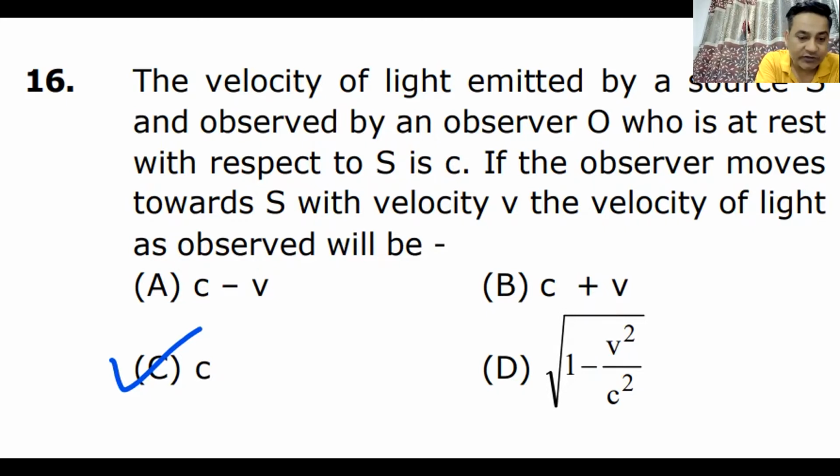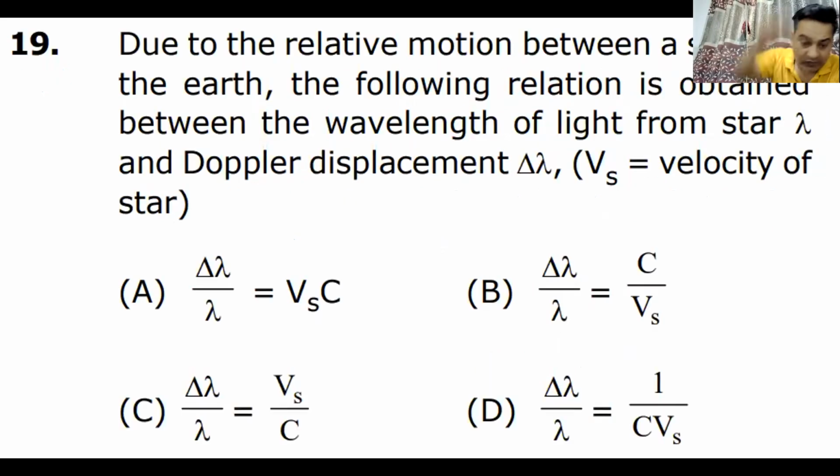And I'm showing you the next one. Due to relative motion between a star and Earth, the following relation is obtained between the wavelength of light from the star and Doppler displacement, delta lambda. Vs is the velocity of the star, how fast the star is moving. Which formula is correct? There is only one formula which is correct. Remember that c is always in the denominator and the speed of star or speed of Earth or whatever is always in the numerator. Do we understand this?